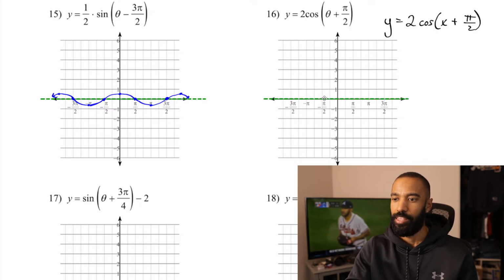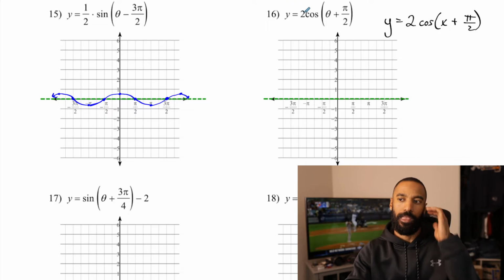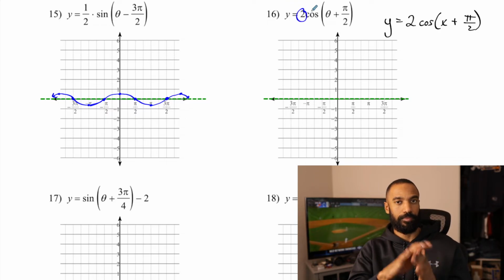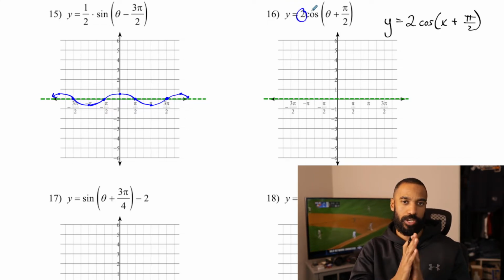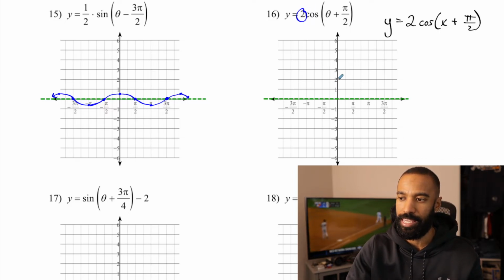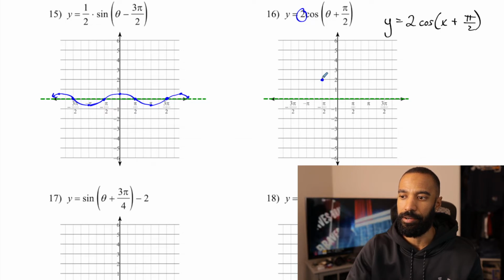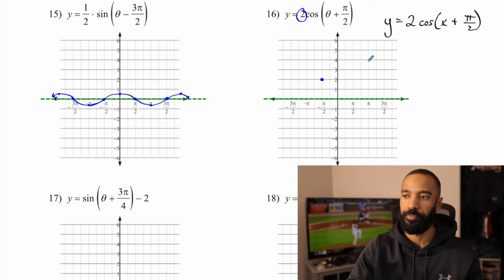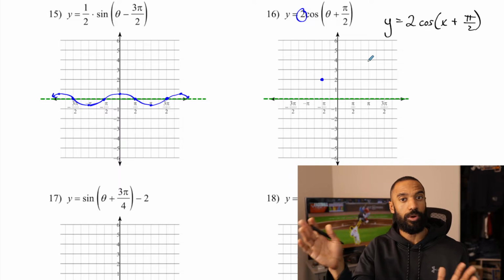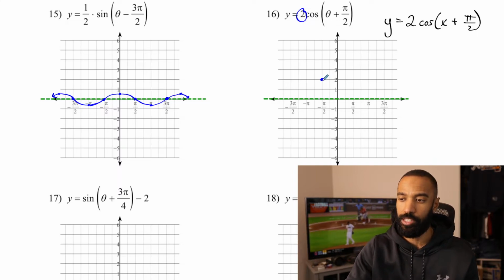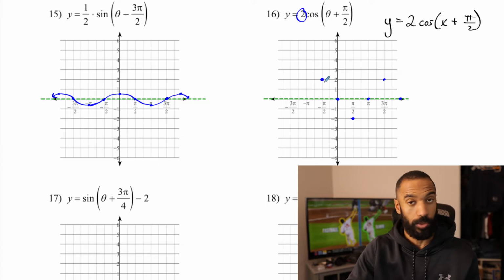This is cosine, so we are going to start not 1 above, but 2 above at that proper horizontal shift. So instead of starting right here, let's shift pi over 2 units to the left, right there. This is where we're going to start. Amplitude is 2. Period is 2 pi, so every pi over 2 units we hit another critical point, such as going down to the midline, and then the trough, midline, crest, midline. And we just work from there.